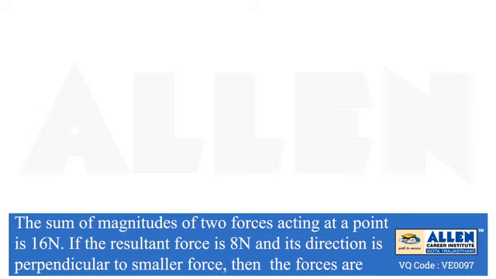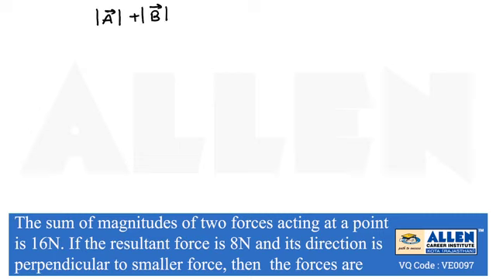The sum of magnitudes of two forces acting at a point is 16 Newton. If the resultant force is 8 Newton and its direction is perpendicular to a smaller force, then the forces are... Here we are discussing two forces. Suppose they are A vector and B vector. So A vector and B vector are two forces, and the condition is the sum of magnitudes of two forces.